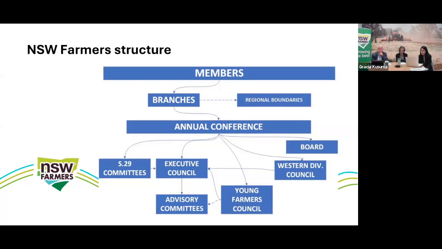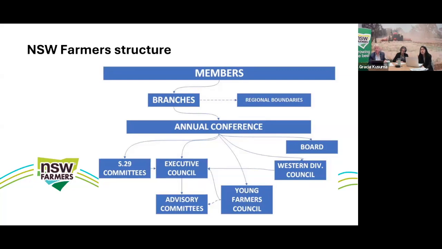Branches connect members to New South Wales Farmers' broader decision-making processes, amplifying grassroots voices and strengthening the association's role as a leader in the ag sector. They also play a crucial role in activating local initiatives, addressing regional issues, and driving engagement at the grassroots level. By providing a strong network of support, advocacy, and involvement, branches are vital in attracting and retaining members.